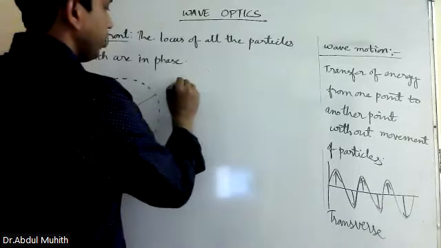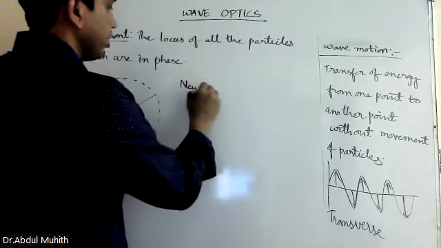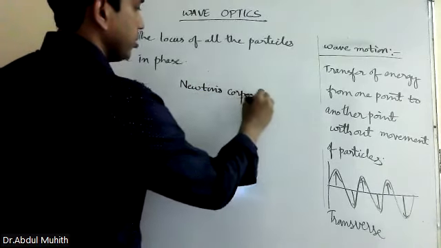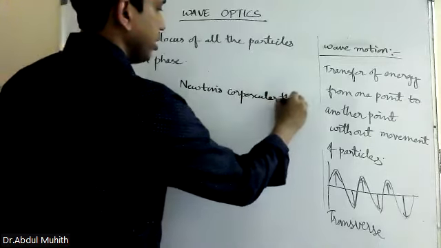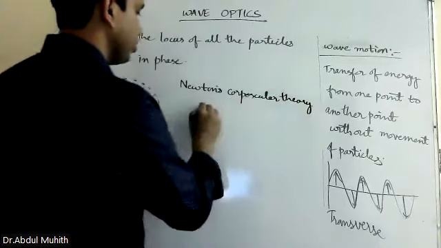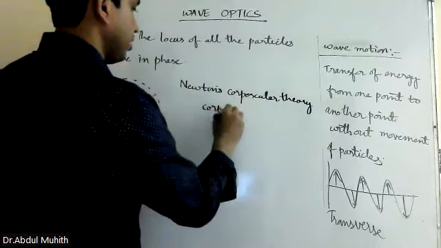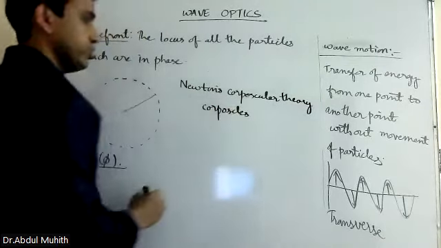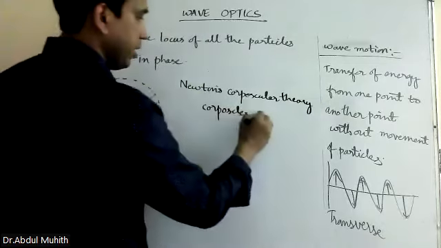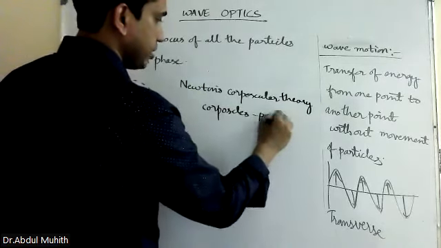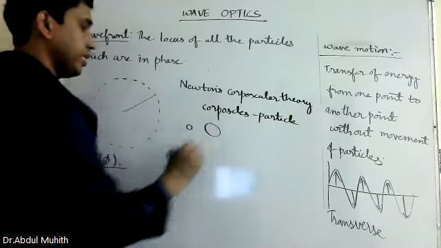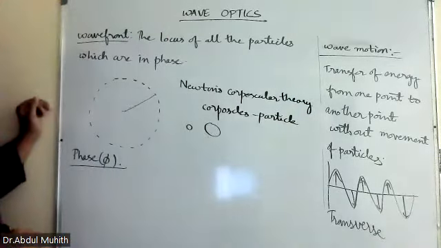Now, the first theory was Newton's corpuscular theory. According to Newton's corpuscular theory, light travels in the form of corpuscles. Corpuscles means they are particles, particle in nature. He supported the particle nature of light. So he said that the size of the corpuscle will decide the color of the light.